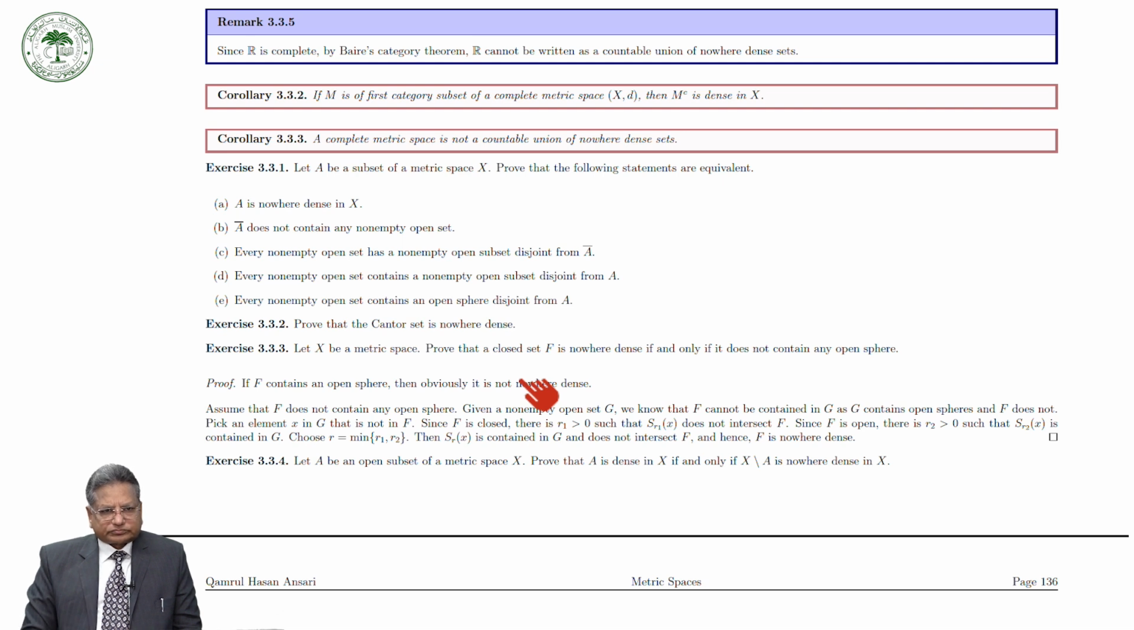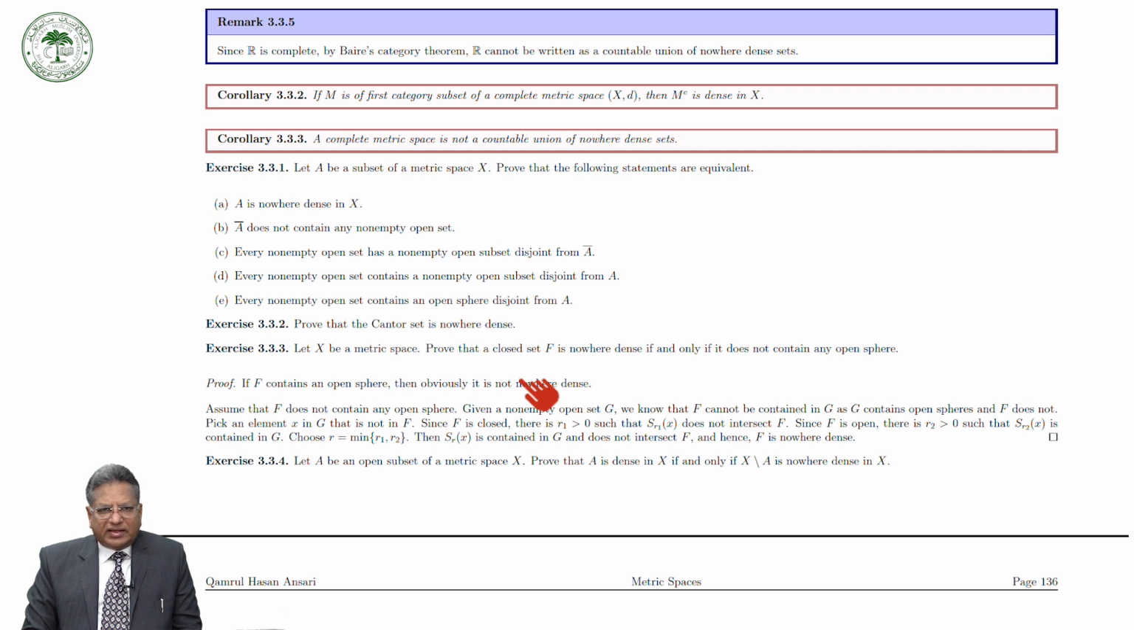Now, as a remark, since R is complete, by the Baire category theorem, R cannot be written as a countable union of nowhere dense sets. It's a very simple way.